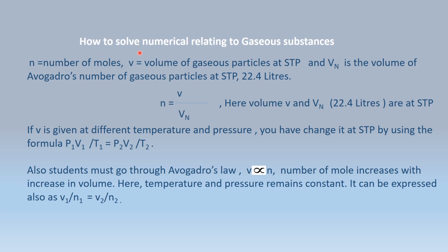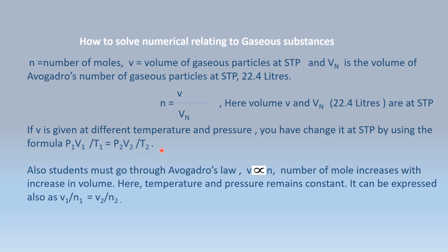How to solve numerical problems relating to gaseous substances. N is equal to V by Vn. N stands for number of moles, V is the volume of the gaseous particle at STP. Vn is the volume of Avogadro's number of gaseous particles at STP. If V is given at a different temperature, then you have to convert to STP using the combined gas law, P1 V1 by T1 is equal to P2 V2 by T2.